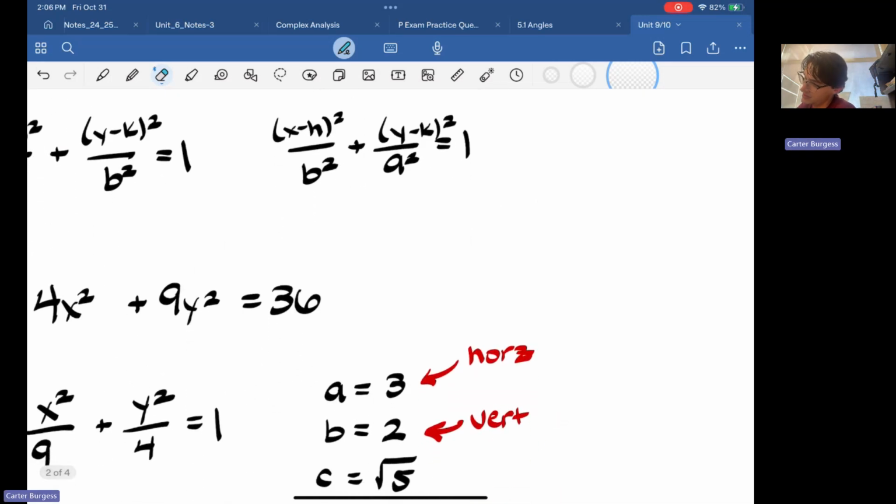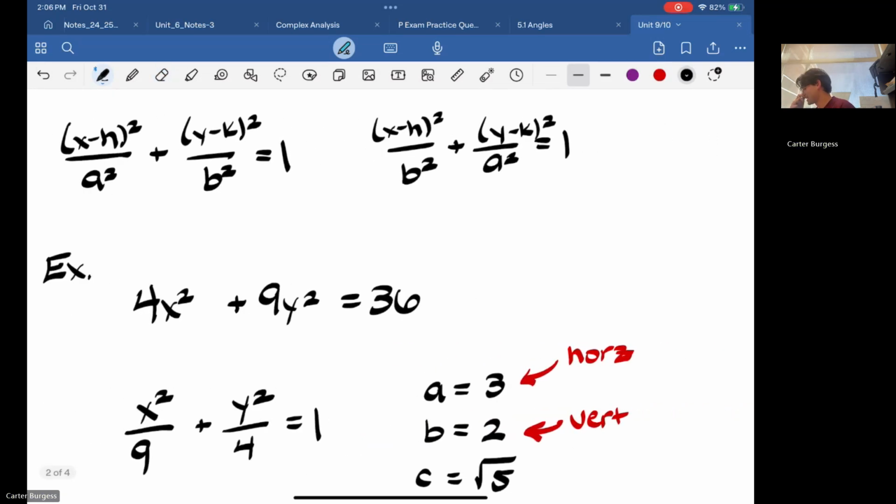So vertices at H plus or minus A, essentially, for our X value. And if it were vertical, we would change the K value instead of the H value. So we would do K plus or minus A to get our two vertices. And then exact same thing with the minor axis, except for the minor axis, we change the Y values if it's horizontal, and for the major axis, we change the X.